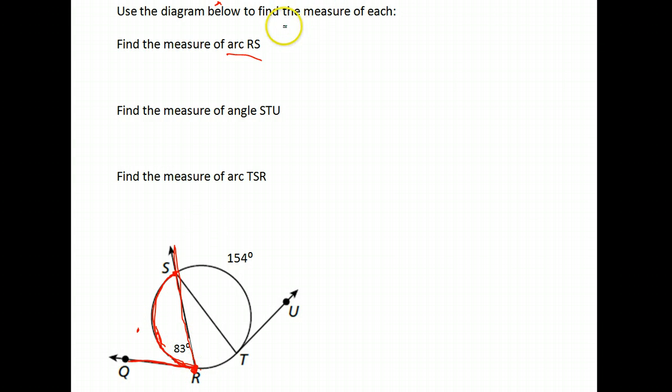Our property for when the vertex is on the circle is that the angle is equal to half of the arc. Let's put in what we know. We know the angle is 83 degrees. That should be half of arc RS. Let's find RS. Well, to get rid of the 1/2, we would multiply by 2 on both sides. So RS is 2 times 83, or 166.